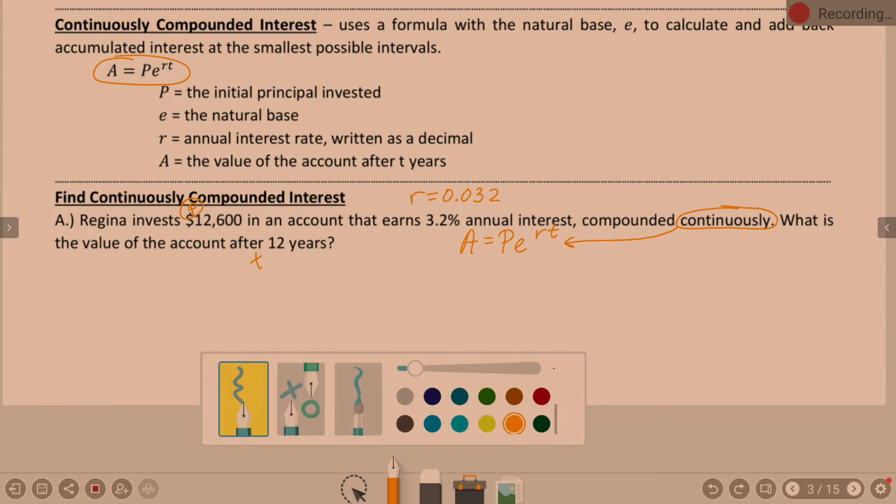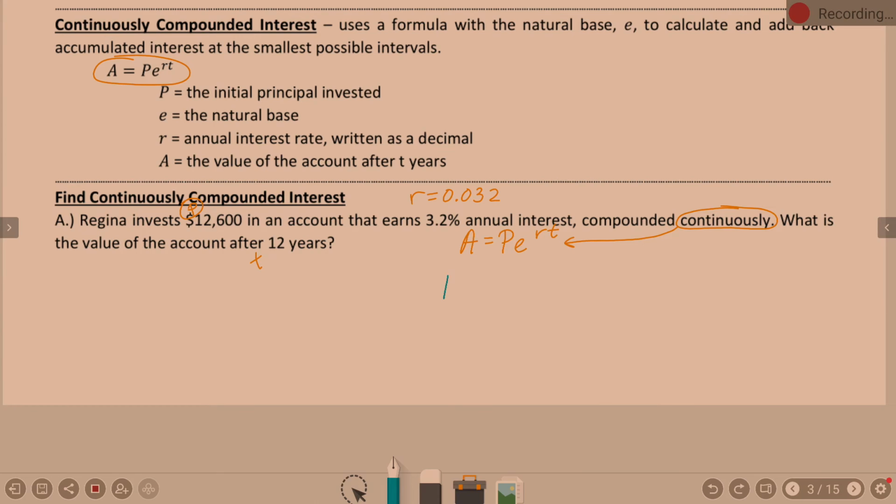Time. Okay, we're going to fill this in. A is the amount, the total amount we're going to have with the original money plus interest. So realize that when we talk about A, it's your total amount in the account, the original plus interest. P, my principal here, is 12,600 times e. We just write e as e. It's a number. As I said, I'm going to talk about where you find it on your calculator in a moment. e raised to the rt, so that is going to be 0.032 times 12.